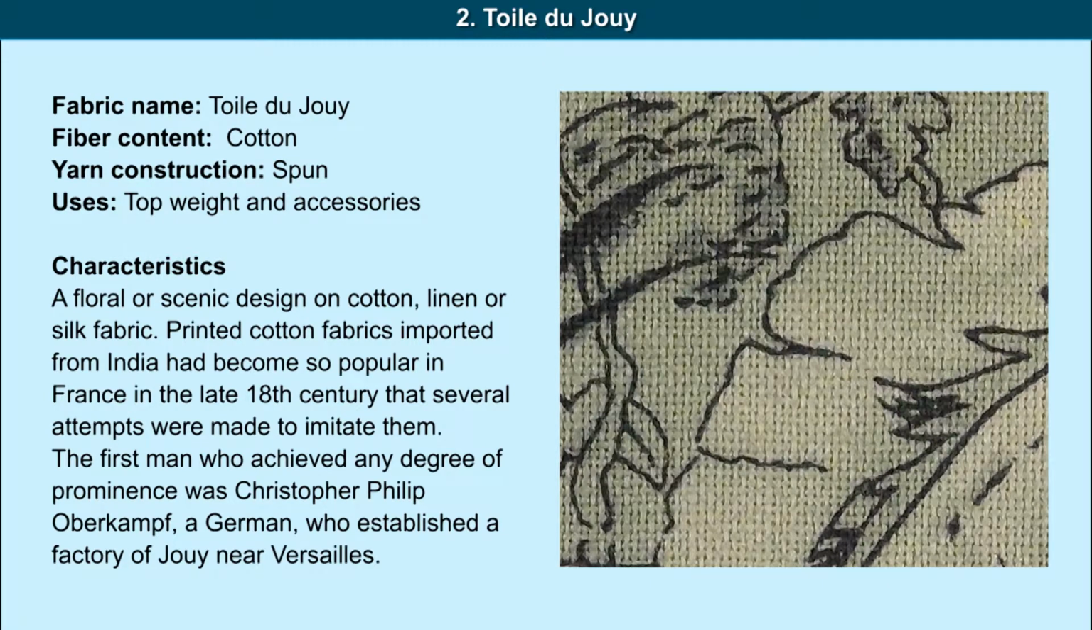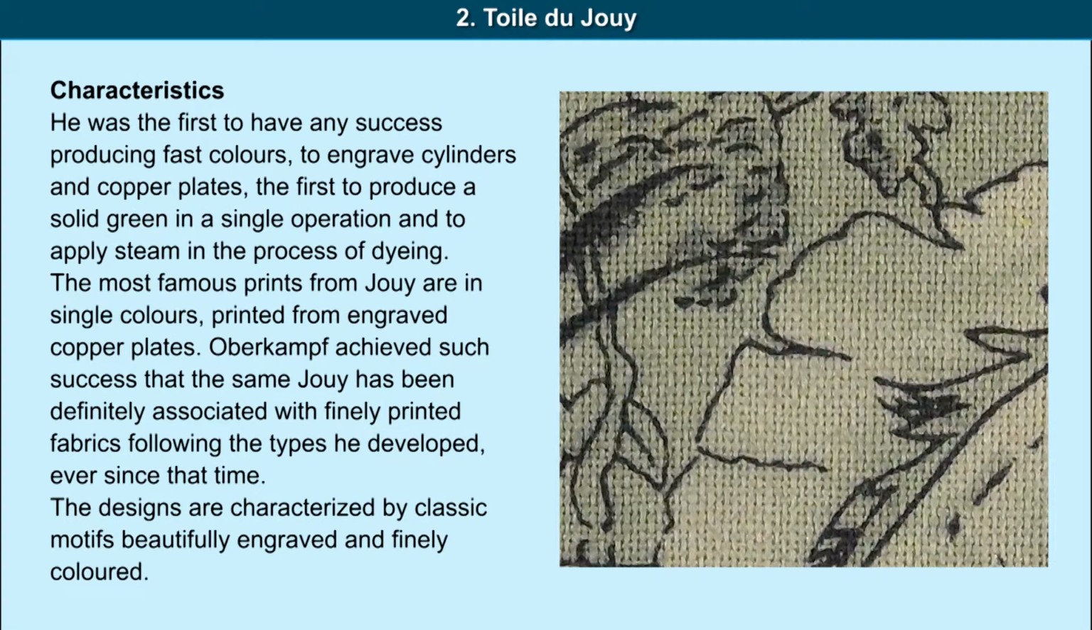Printed cotton fabrics imported from India had become so popular in France in the late 18th century that several attempts were made to imitate them. The first man who achieved any degree of prominence was Christophe Philippe Oberkampf, a German who established a factory at Jouy near Versailles. He was the first to have any success producing fast colors, to engrave cylinders and copper plates, the first to produce a solid green in a single operation, and to apply steam in the process of dyeing.